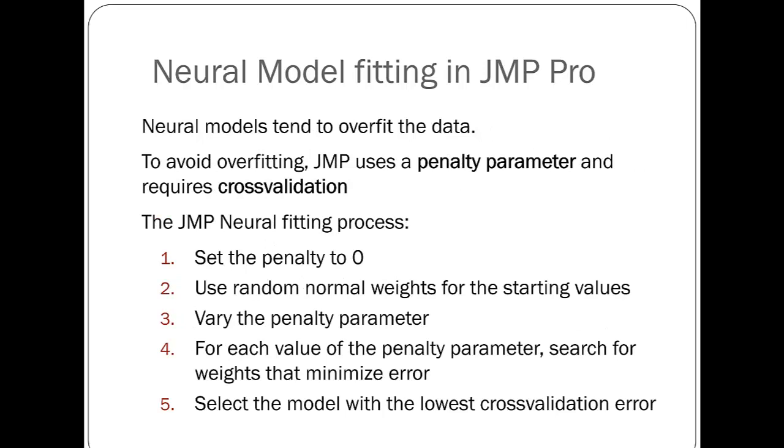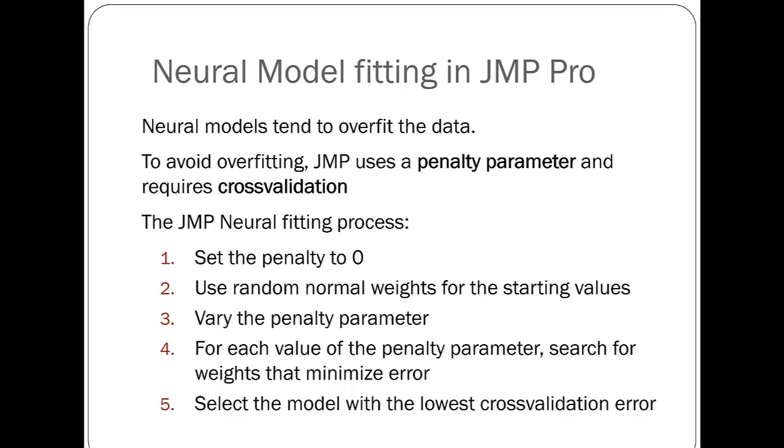Models fit with the neural network methodology tend to overfit the data, and that's something we don't want to have happen because we know that we cannot explain noise. We can understand the variation in the noise, but actually making predictions of noise or randomness is not possible. To avoid that, JMP uses a penalty parameter and also requires cross-validation.